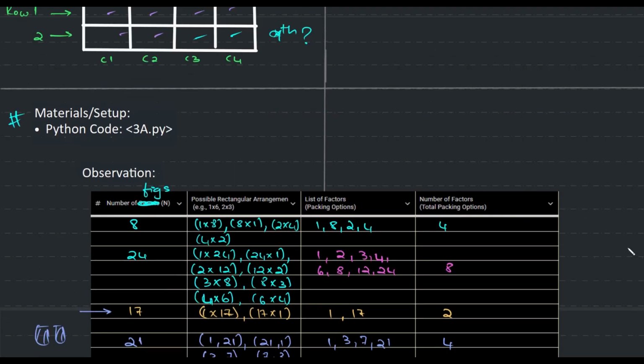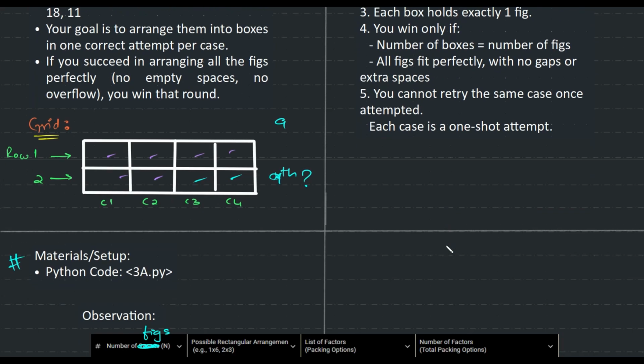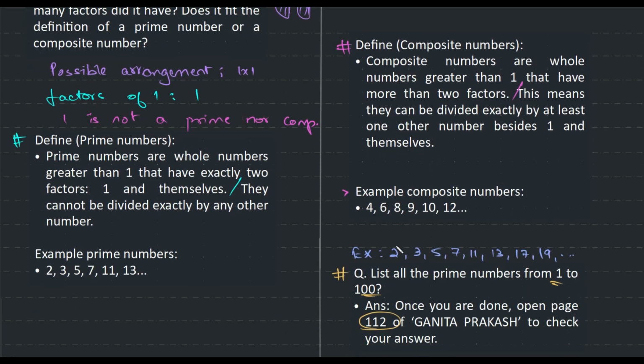So that is about your prime and composite numbers. This is your set of definitions that you need to know. And also attempt the last question as well.